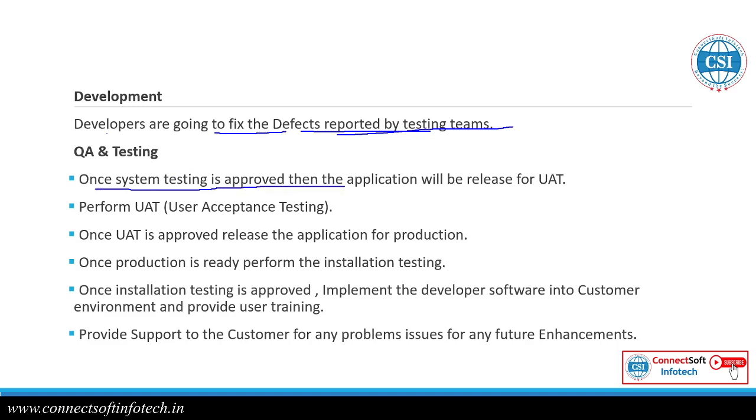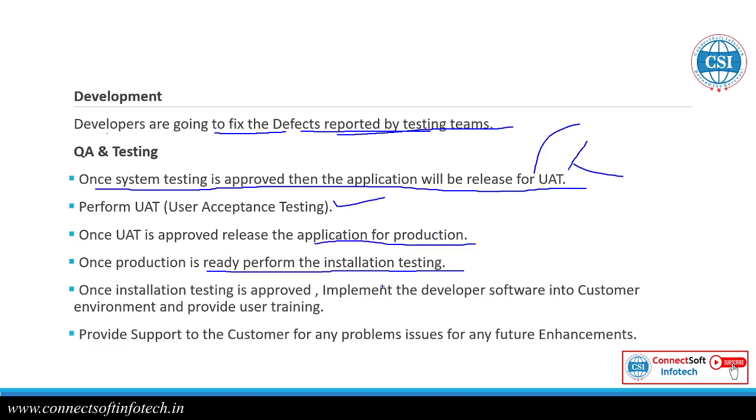Once system testing is approved, the application will be released to UAT, user acceptance testing. UAT is done by the end user, or developers and testers who have the domain knowledge. It also has two types of testing, alpha and beta testing. Once UAT is approved, the application is ready for production. Then perform installation testing on the server. Once installation testing is approved, implement the developed software in the customer environment and provide user training.